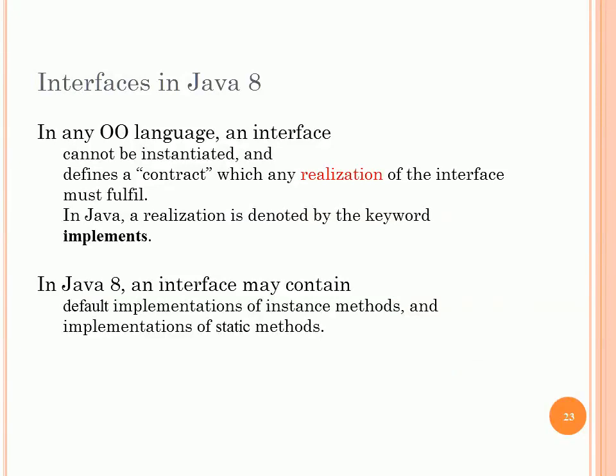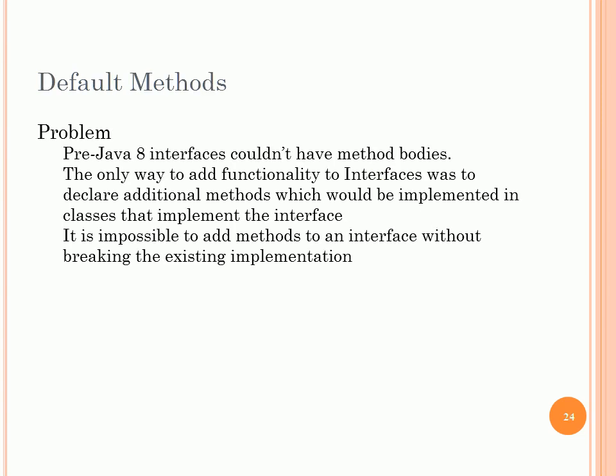In any object-oriented programming language, an interface cannot be instantiated. Now in Java 8, there is a new thing, which is the default methods and the static methods. We will be explaining those in the next slides. Now, let's define the problem.